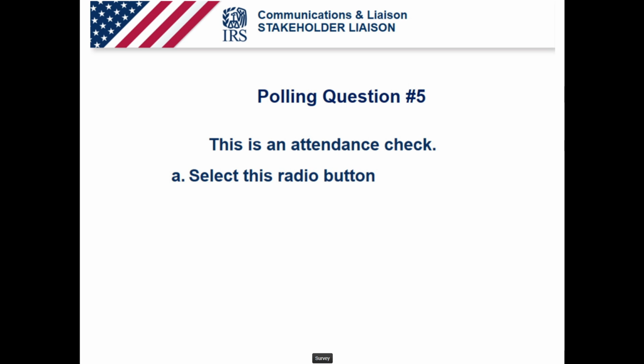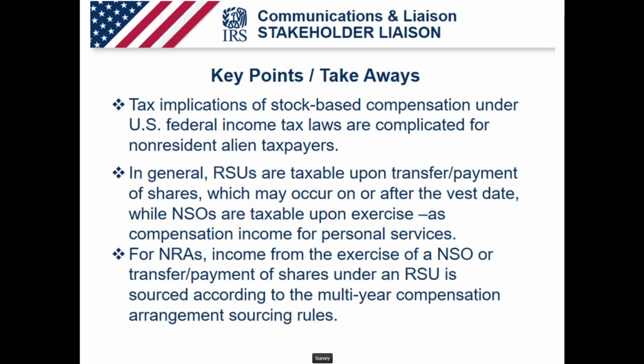So before we end this presentation, we'd like to provide you with a brief recap of the key points and takeaways. First, for non-resident aliens, the tax implications of stock-based compensation are complicated, as you heard. Generally, restricted stock units are taxable upon their transfer to the non-resident alien, which may occur on or after the vesting date, and non-qualified stock options are taxable as compensation for personal services when they are exercised.